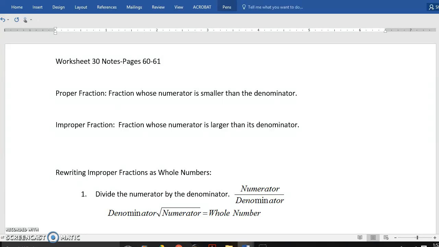Hello, these notes are for worksheet 30, which is page 60 and 61 in the workbook. It's the beginning of fractions in this workbook. The first thing we're going to talk about are the two different types of fractions we can see.